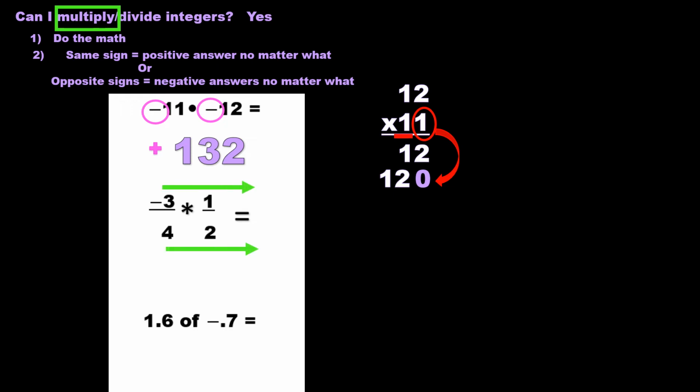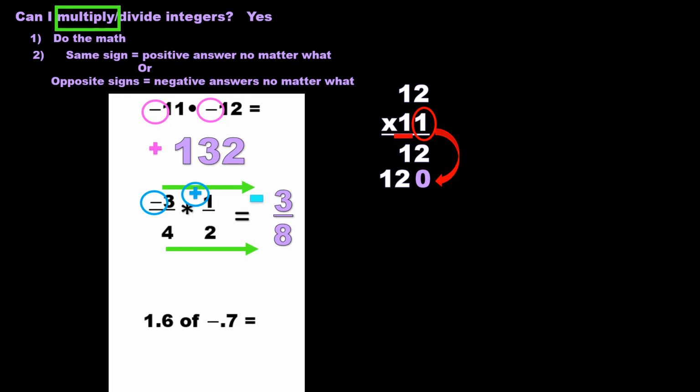So I'm going to get my numerators of 3 times 1, which is 3. I'm going to get my denominators of 4 times 2, which is 8. And then I look at my signs inside my math problem. I have a negative and I have a positive. So when I look at step 2, my opposite signs, I know that has to be a negative 3/8.